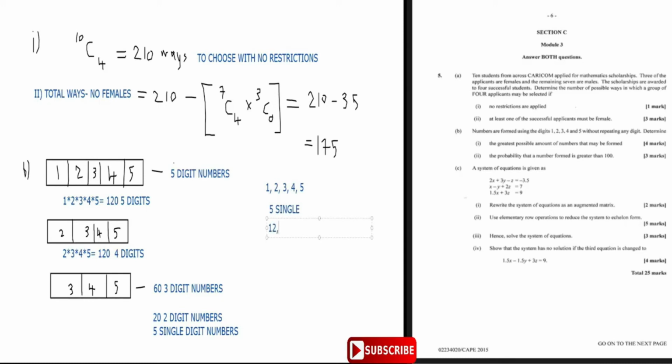And if you have 1, 2, 3, 4, 5, how many 2-digit numbers can you get? You can get 12, 13, 14, 15. You can get 21, 23, 24, 25. You can get 31, 32, 34, 35, or you can get 41, 42, 43, 45, or you can get 51, 52, 53, 54. How many 2-digit numbers is this? Count up, 20. So this will give you your 5 single digits, and this would give you your 20 double digits.